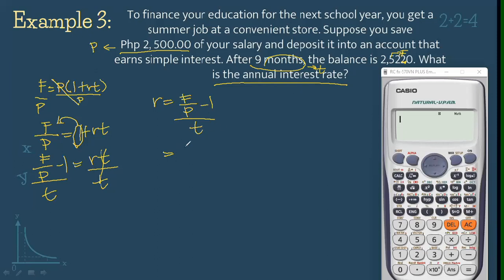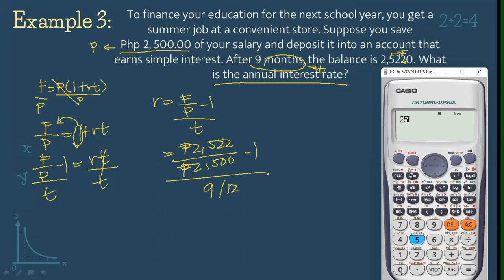So, the future value is 2,522 all over 2,500 minus 1 all over the time, which is 9/12. Ngayon po, kailangan nating bumalik ulit sa ating calculator.